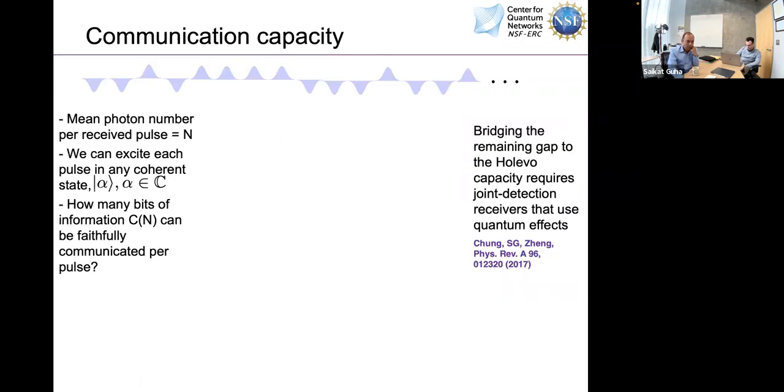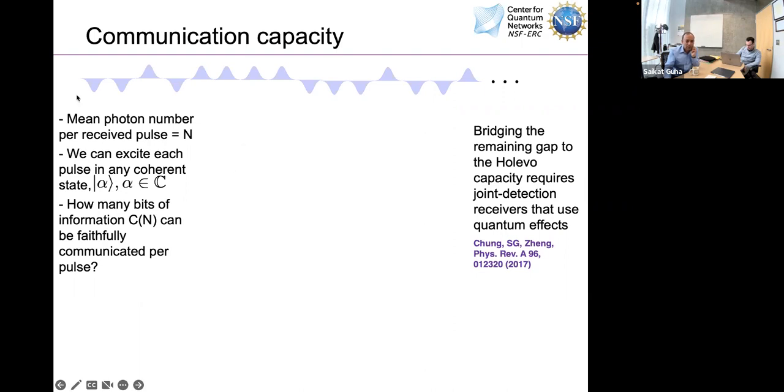To end with, I want to come back to a question that Dan Kilper asked in the chat window. I won't have time to go into communications capacity, but I just wanted to give you the flavor for what is the meaning of capacity. So far, we have been just playing with probability of error, of telling apart between states of a single mode.